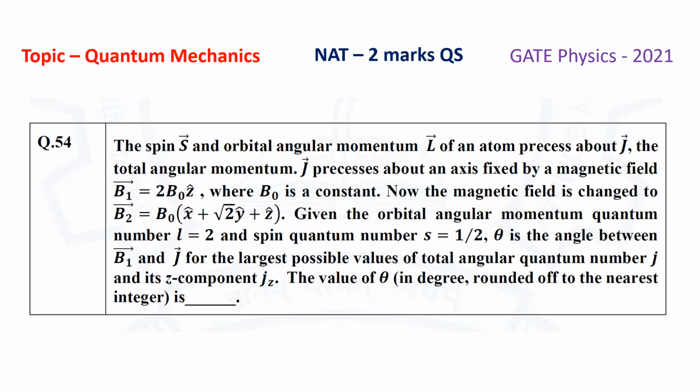This question is from the GATE Physics paper 2021. This is a numerical answer type question having 2 marks. The topic of the question is quantum mechanics.